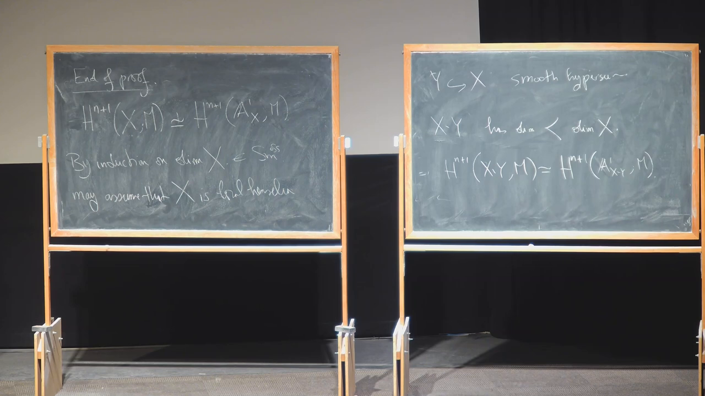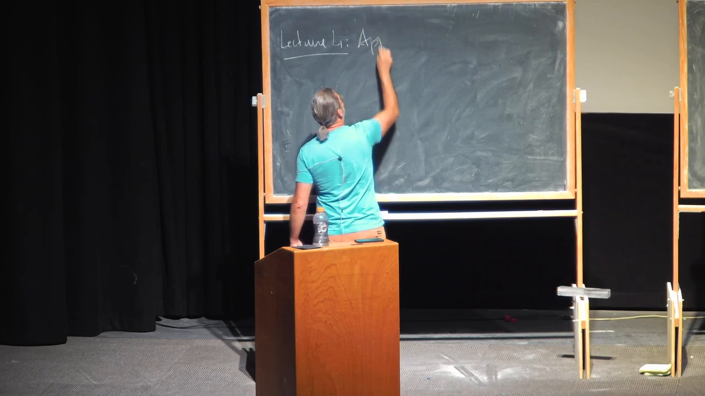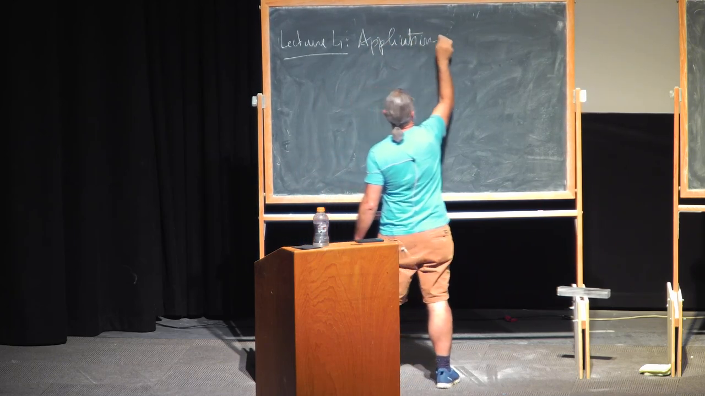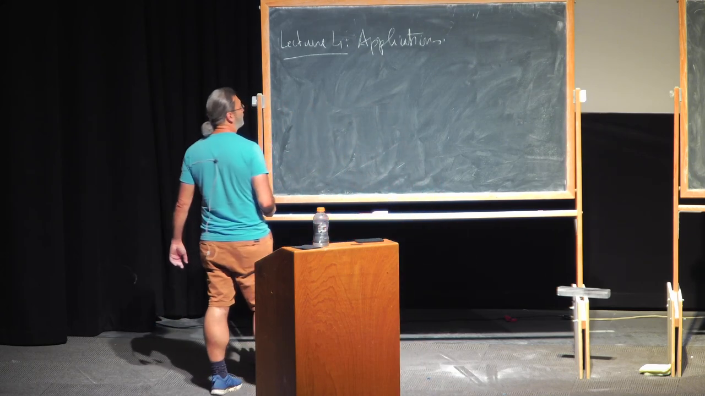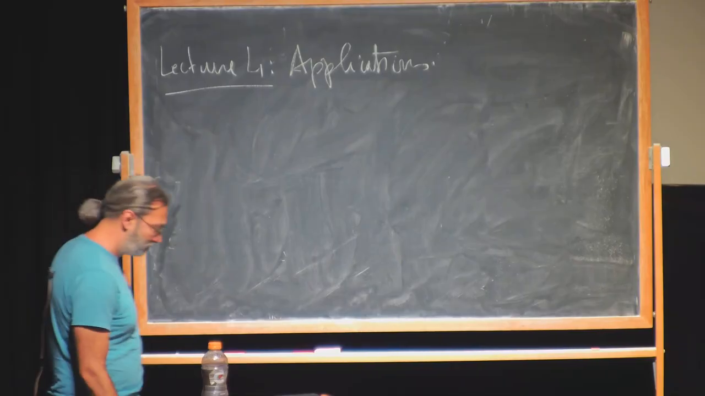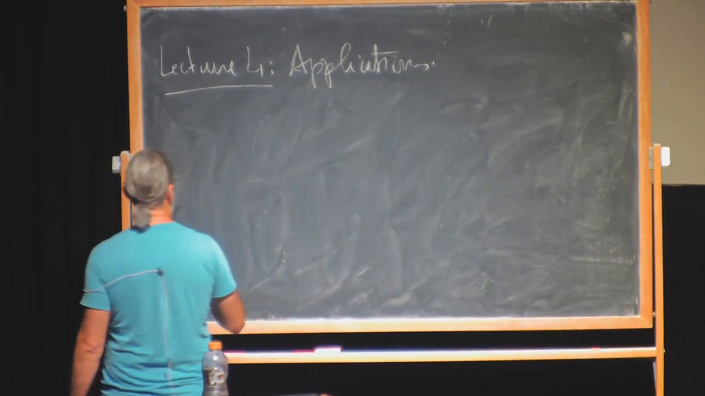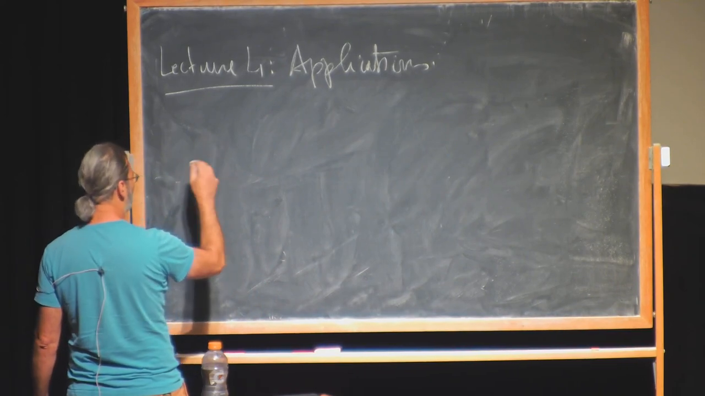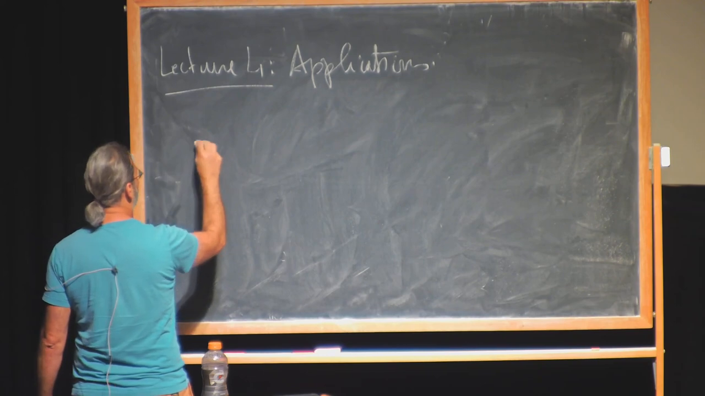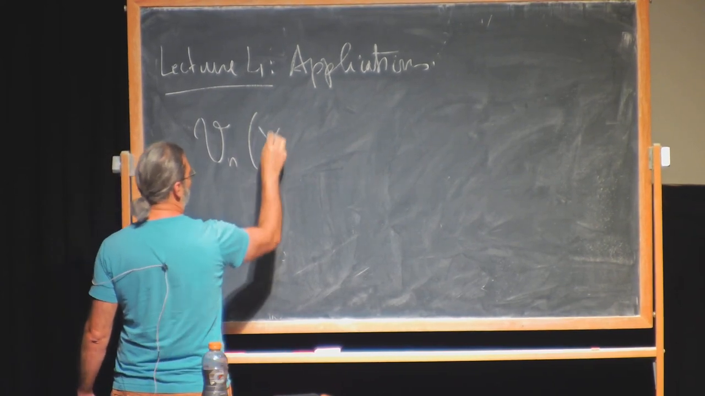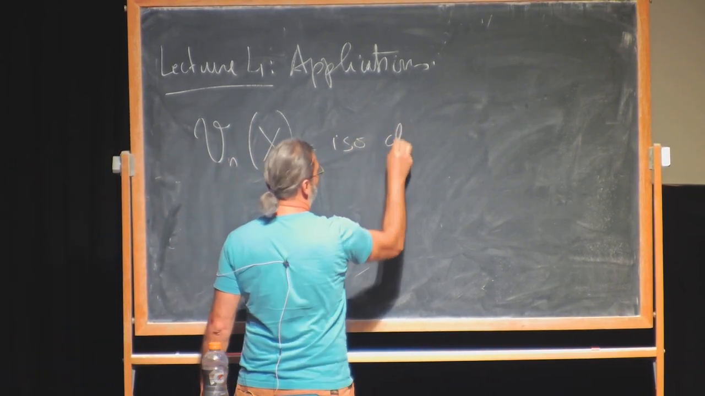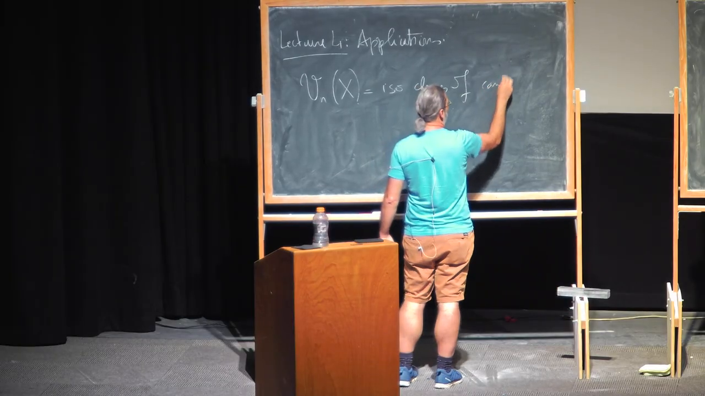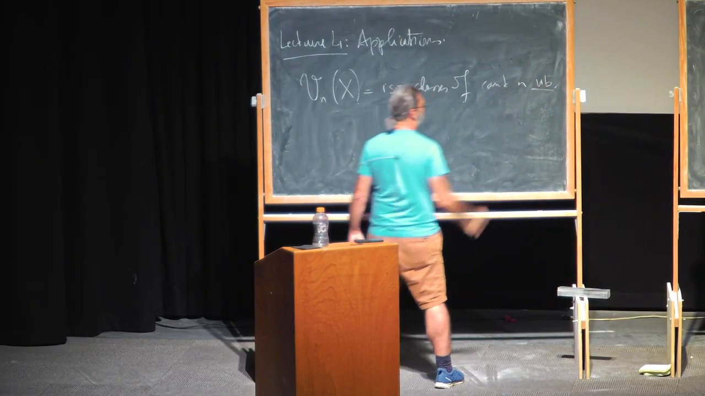So, lecture 4. Application. Okay. So, what are the applications that I wanted to mention? These are applications to vector bundles, and these are also things that you would find in Fabien's book. All right. So quickly, what is the point here? The starting point is you have this set. For any smooth variety X, you look at V n of X, which is the set of isomorphism classes of rank n vector bundles on X.